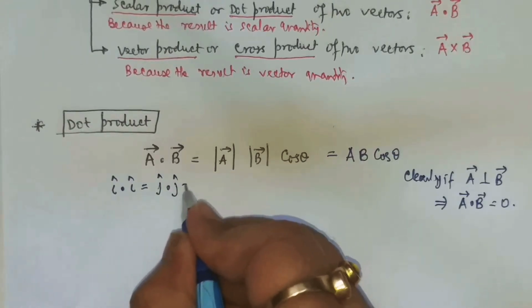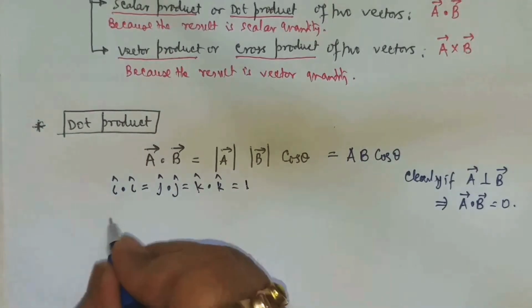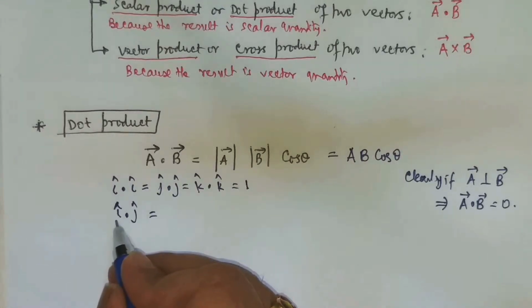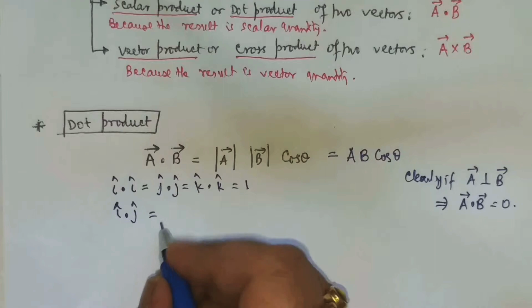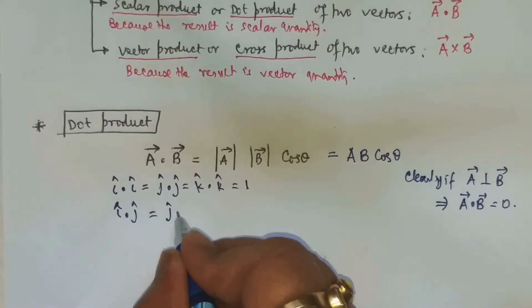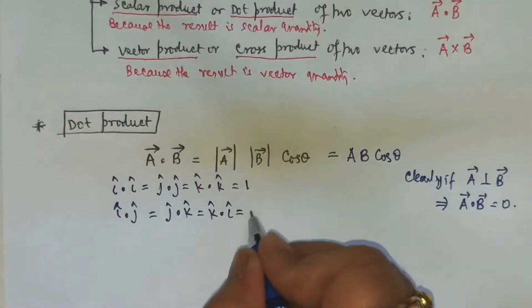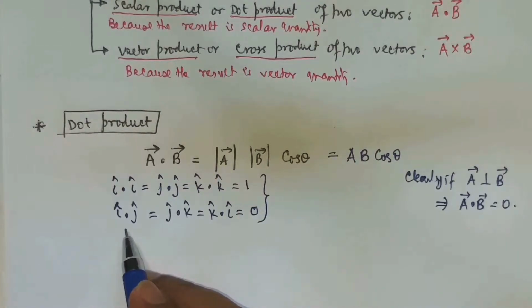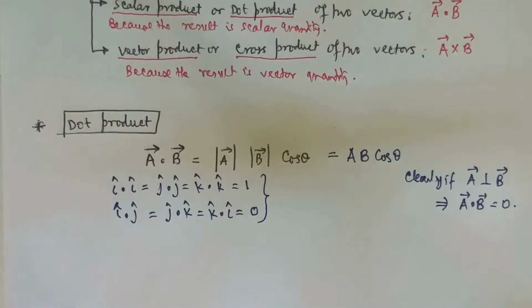Similarly, j dot j and k dot k, all are unit vectors, so this is 1. And what will be i dot j? Magnitude of first, that is 1, again 1, into cos 90, which is 0. So i dot j, j dot k, or k dot i, as all are perpendicular to each other, will be 0. Therefore, dot product of unlike unit vectors is 0. Dot product of like unit vectors is 1, as you can see from this example.